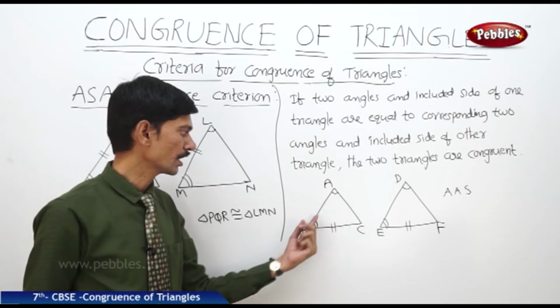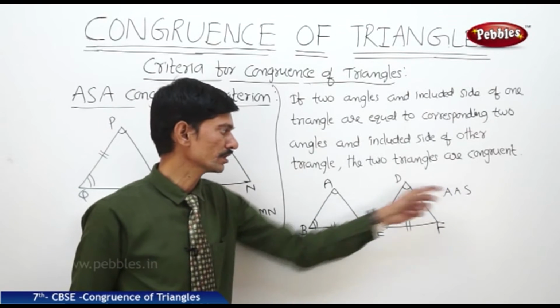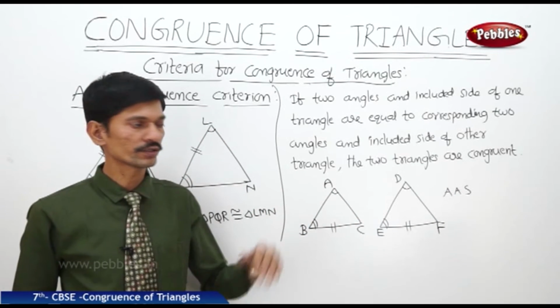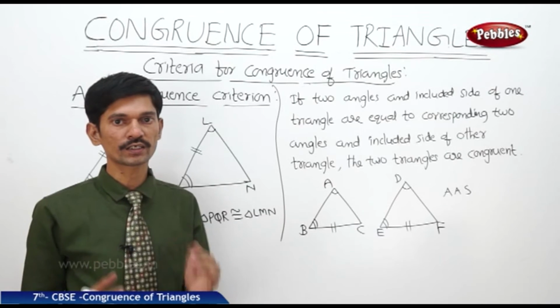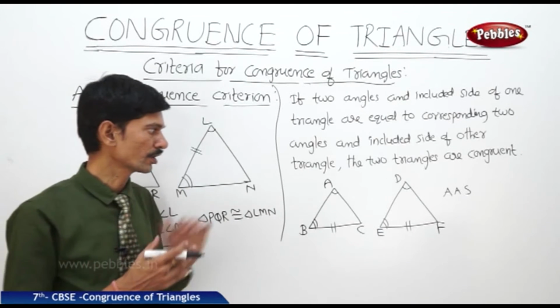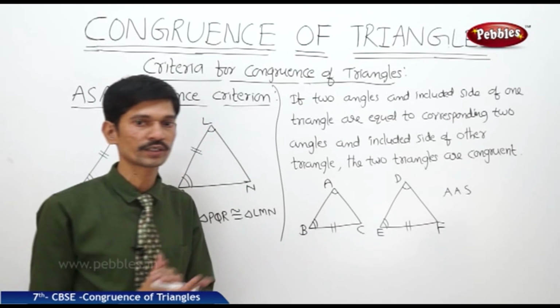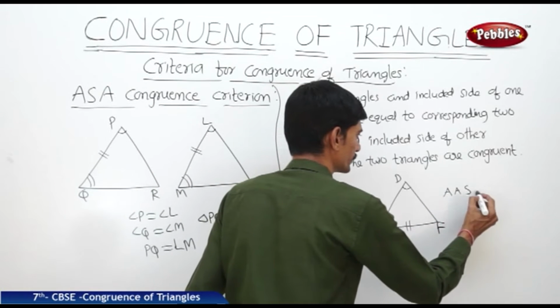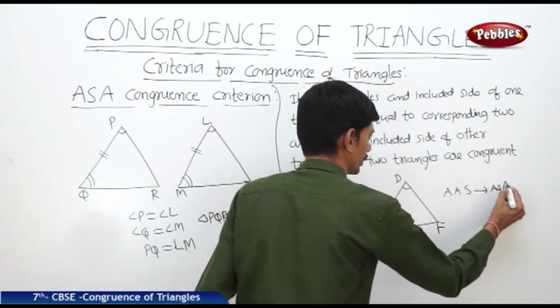Now in this case, whether the two triangles are congruent or not. Here the side is not the included side. So your side is not the included side. Now in this case also, are the two triangles congruent or not? Now let us check whether AAS becomes ASA or not.